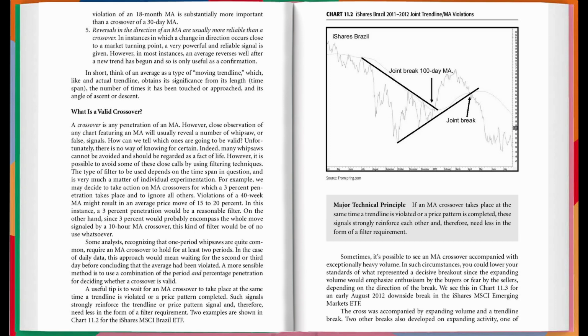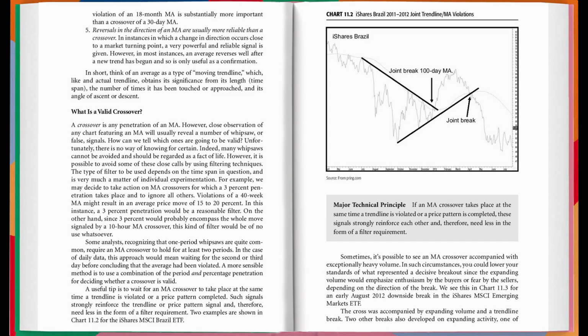A crossover is any penetration of an MA. However, close observation of any chart featuring an MA will usually reveal a number of whipsaw or false signals. How can we tell which ones are going to be valid? Unfortunately, there is no way of knowing for certain. Indeed, many whipsaws cannot be avoided and should be regarded as a fact of life. However, it is possible to avoid some of these close calls by using filtering techniques.